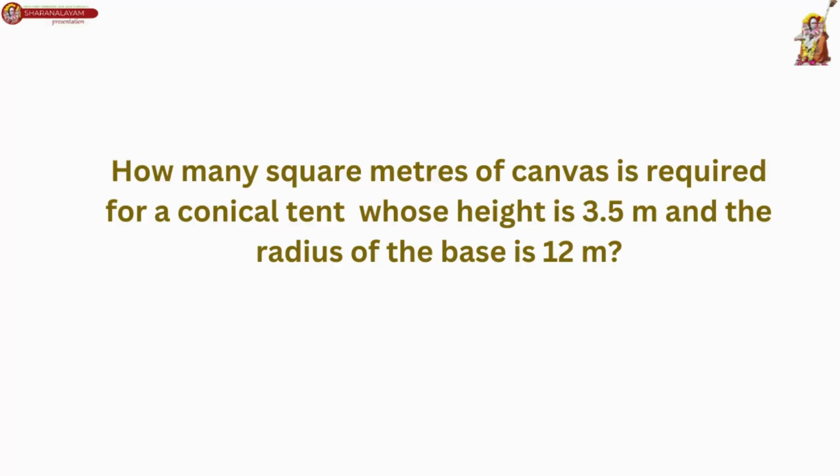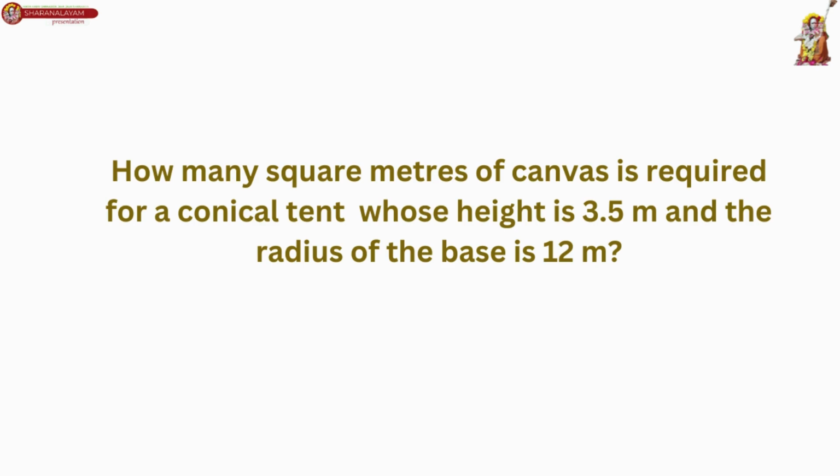Next question. How many square meters of canvas is required for a conical tent whose height is 3.5 meters and the radius of the base is 12 meters? So we have to think. We have to find out how many square meters of canvas is required for the conical tent. So this requires us to find out the curved surface area of the conical tent because that is where the covering material will be.